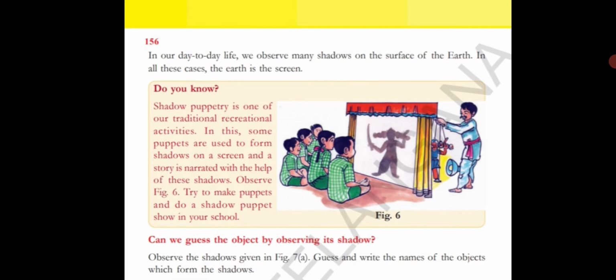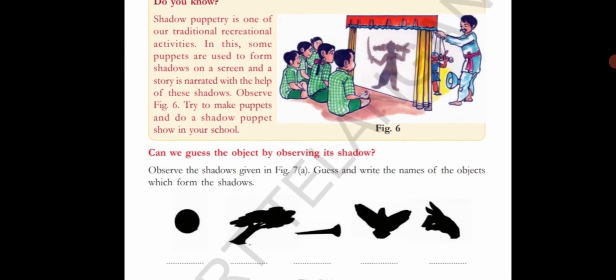In our day-to-day life, we observe many shadows on the surface of the earth. In all these cases, the earth is a screen. Do you know shadow play is one of our traditional recreational activities? In this, some puppets are used to form shadows on a screen and a story is narrated with the help of these shadows. Observe figure 6. Try to make puppets and do a shadow puppet show in your school.